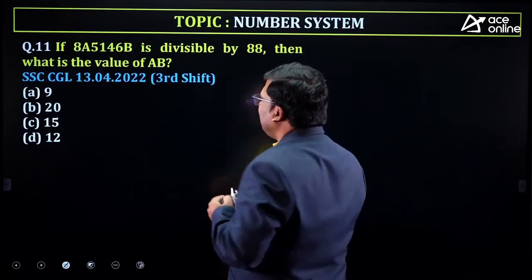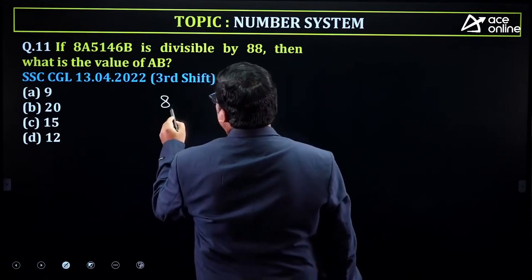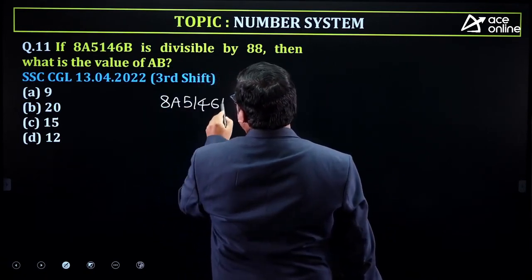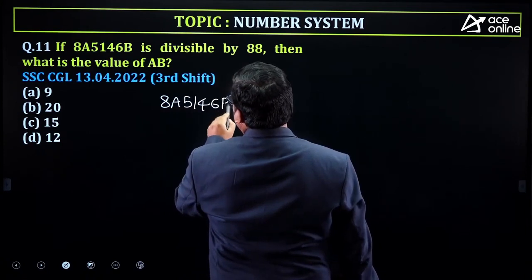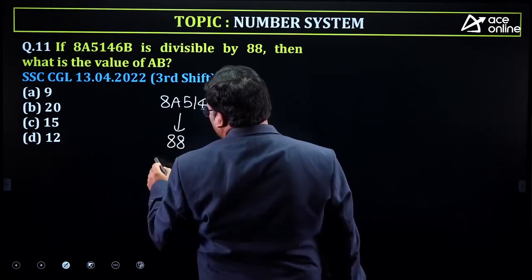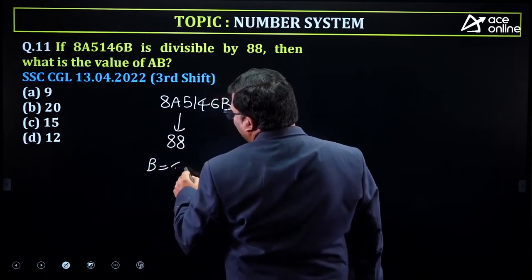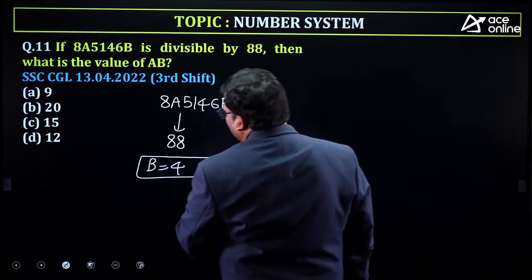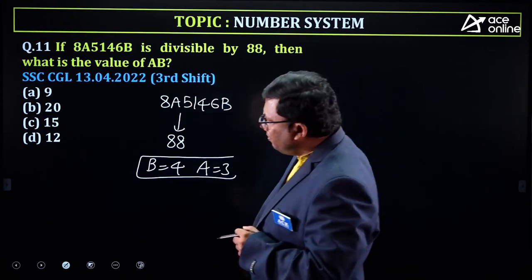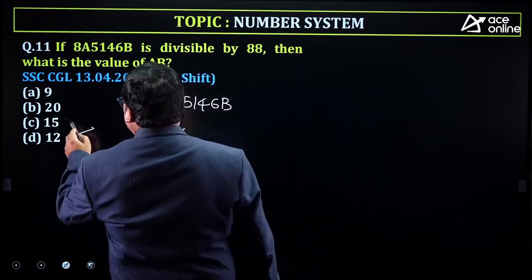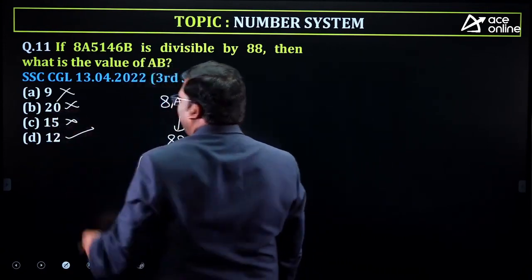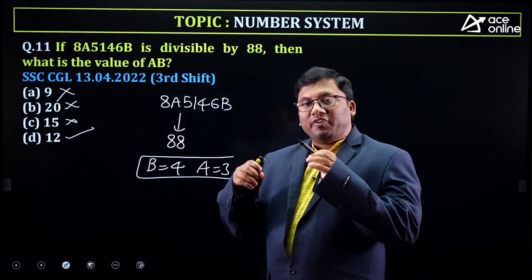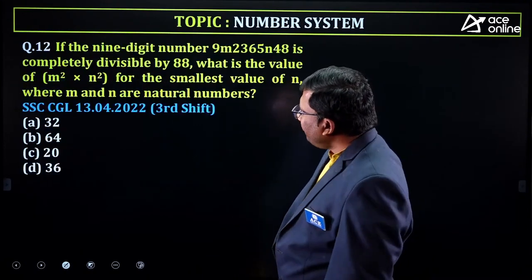Next one. Already we did this question: 8A5146B. What will happen if it is divided by 88? We got B value 4 and A value 3. So A into B will be 4 3s are 12. I hope the idea is very much clear to you.